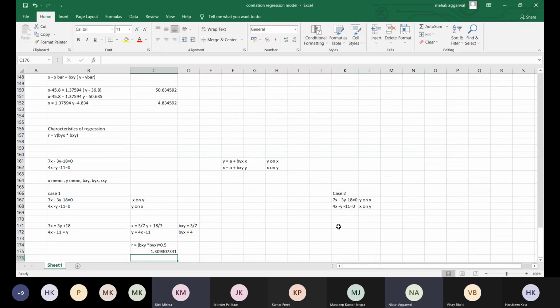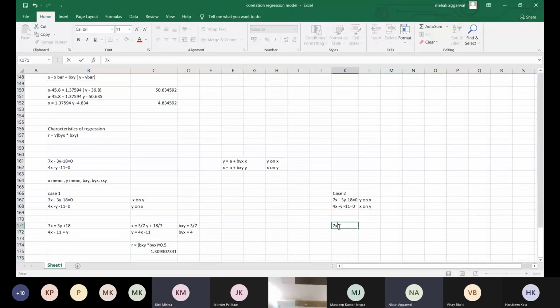Now let us check case 2. The first line is y on x, so we have to take y on one side and the rest on the other. So 7x minus 18 is equal to 3y, and the regression line becomes y is equal to 7 by 3x minus 18 by 3, which is 6. So 7 by 3x minus 6 will be the regression line of y on x.